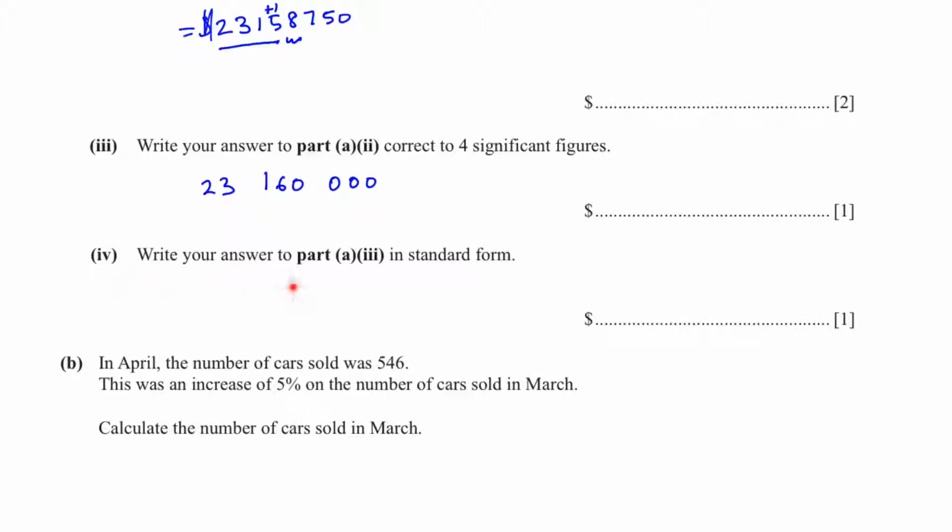Next, write your answer to part A3 in standard form. When we write in standard form, we should have only one number before the decimal. It will be 2.316. Now count all these numbers. How many digits do we have? 1, 2, 3, 4, 5, 6, 7. So we will put 10 to the power of 7.